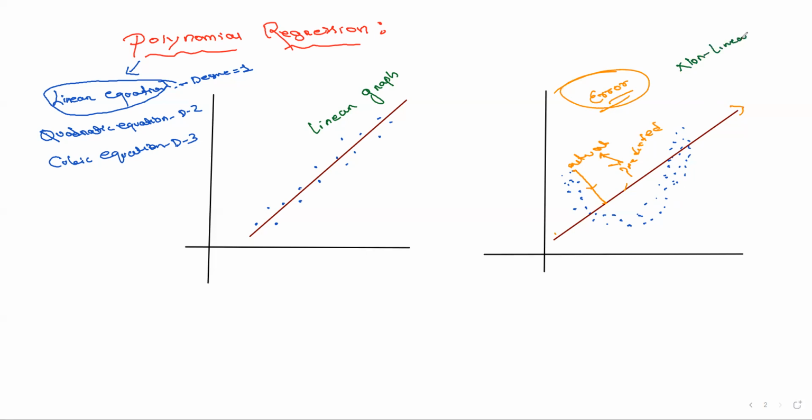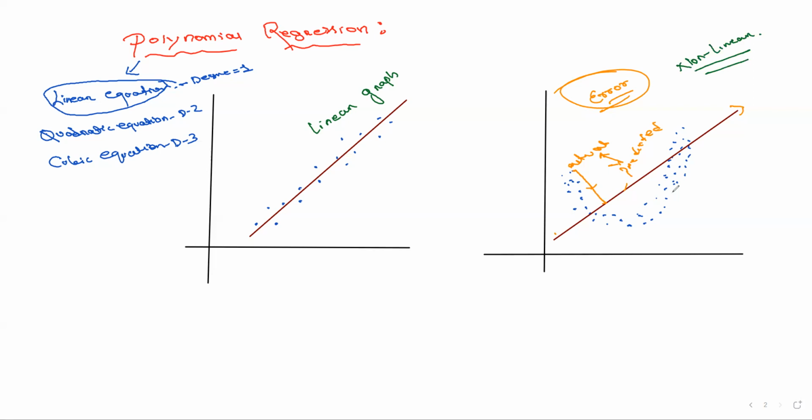This graph is nothing but non-linear. Now we have to just draw the line so that, for each data, it will slowly minimize the error. Now if we go to the error part, the error difference is very high.